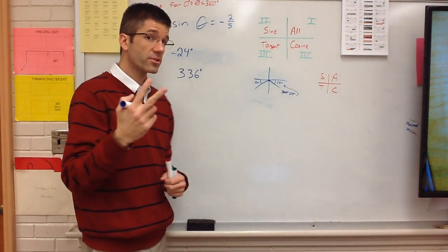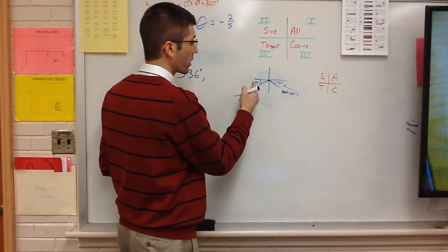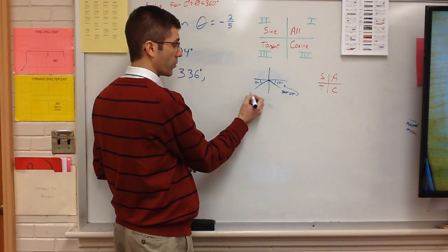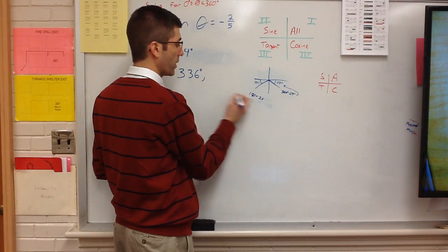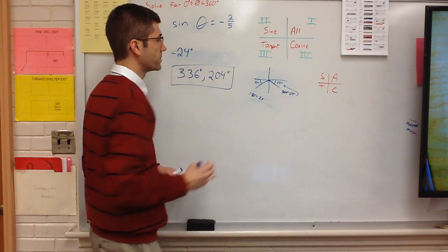We still have two answers to find. We have one answer left to find. We already found one, so let's find the other one. So we're going to find this one. 24 degrees more than 180, so 180 plus 24 gives me 204. So these are my real answers.